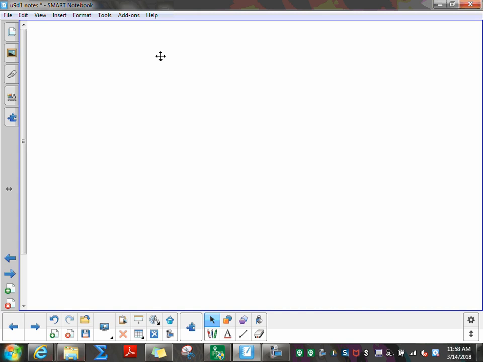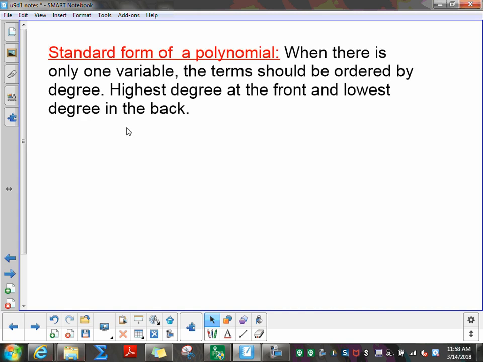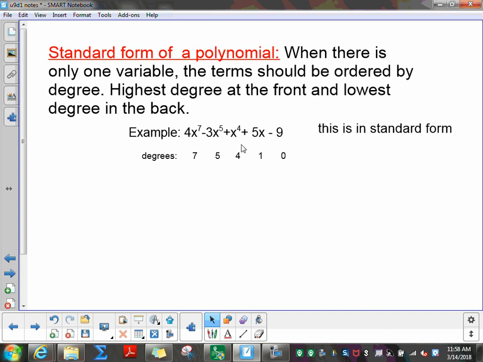So, standard form of a polynomial is when there is one variable, all the terms are ordered by degree. So highest degree in the front and lowest in the back. An example would be this one. This is in standard form because all the degrees are in order. If we go through and do the degree of each term, it goes 7, 5, 4, 1, 0. They're in order from greatest to least.